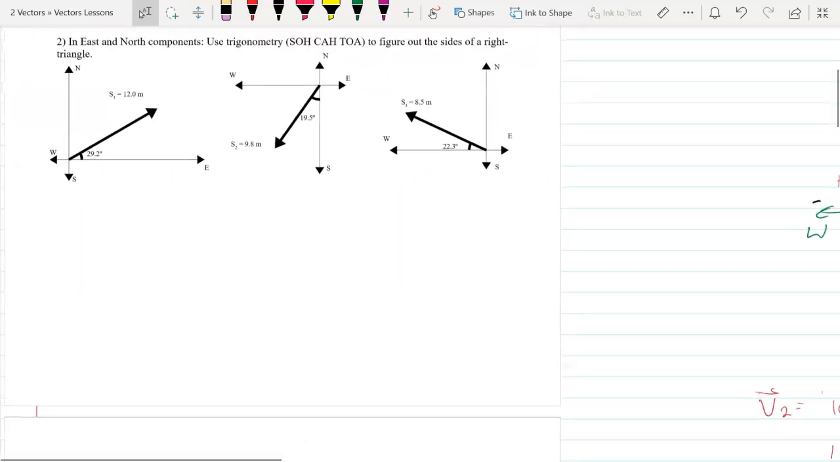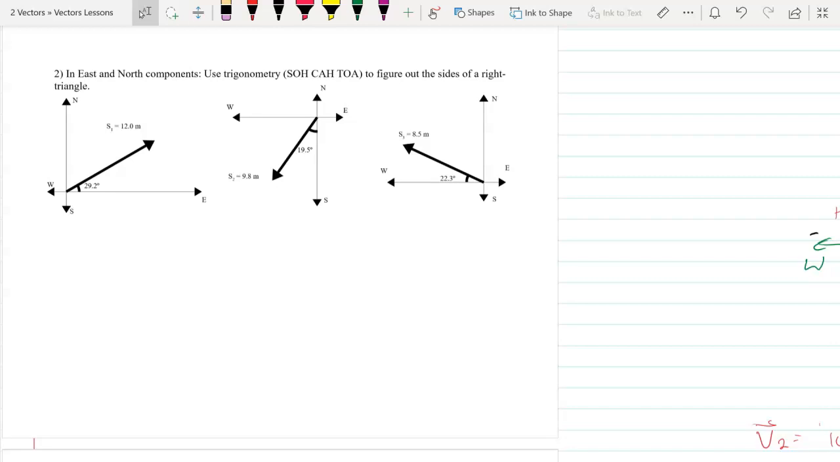Pause the video and go ahead and find the sides of these triangles. That is, find the east and north components of these vectors.